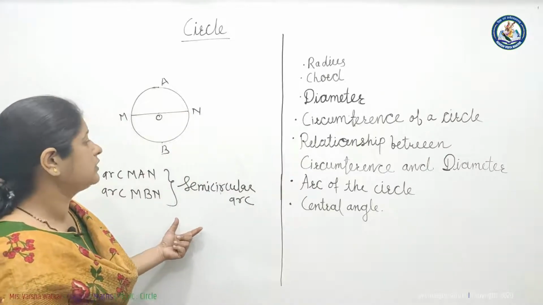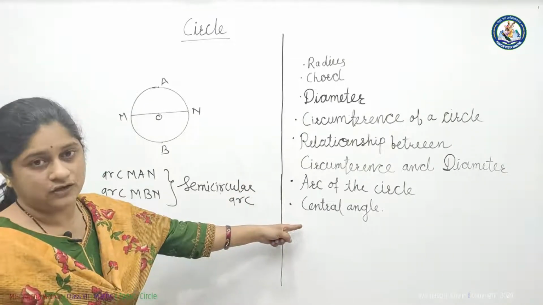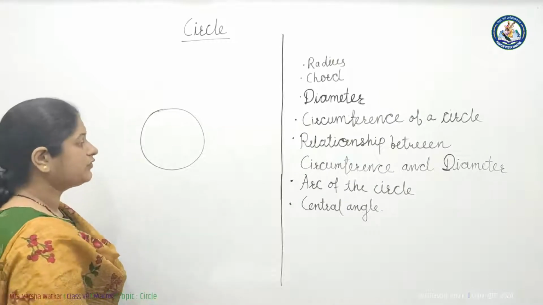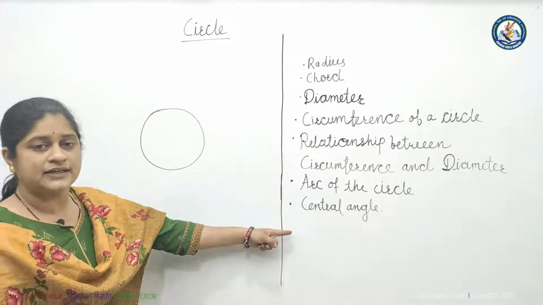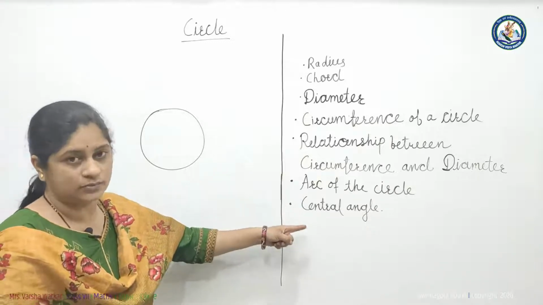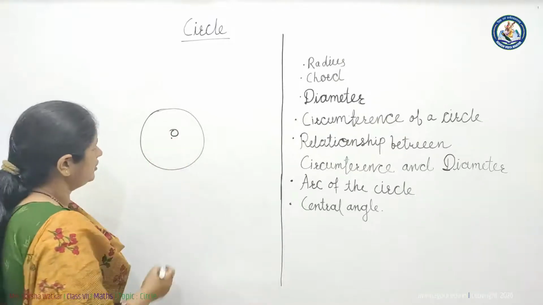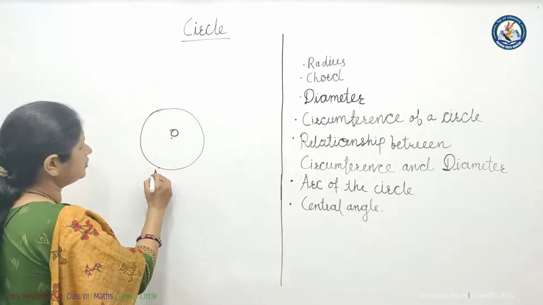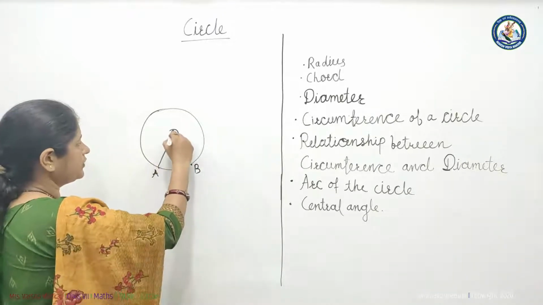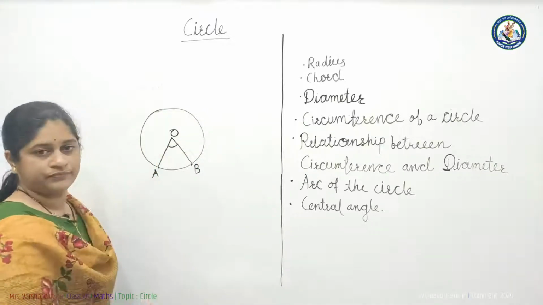So this is about the arc of the circle. Now we have to understand what the central angle of the circle is. Last topic of this chapter. Central angle is the angle whose vertex is the center of the circle. Suppose O is the center of the circle. Point A here on the circle, point B here on the circle. Join OA and OB. We get angle AOB.